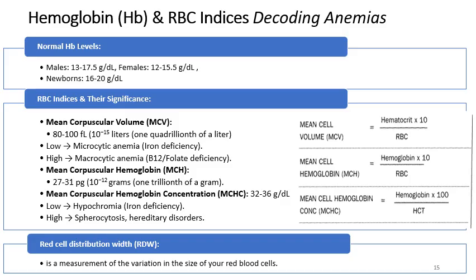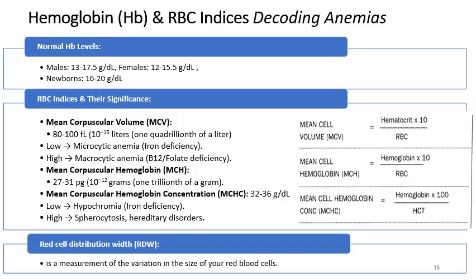And the femtoliter is 10 to the power of minus 15 of a liter. Or from another way of discussion, it is one quadrillionth of a liter. So the mean corpuscular volume occupies about 100 quadrillionths of a liter.